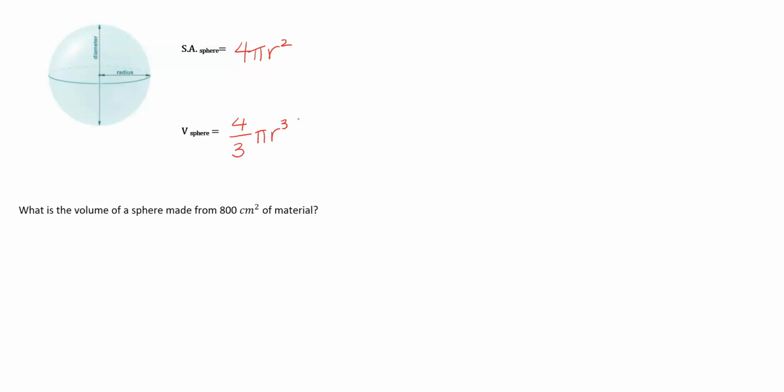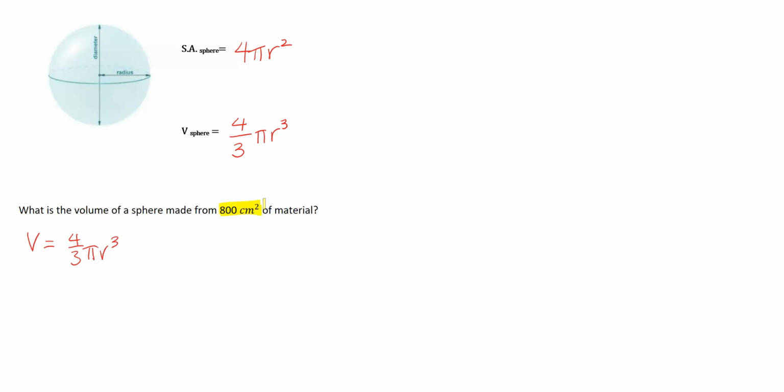So I've got one example here, and it says, what is the volume of a sphere made from 800 centimeters squared of material? First of all, we're looking for the volume, so I'm going to start by writing down my volume formula. For a volume, I need to know the radius, but I'm not given the radius in the question. What I'm given is this here, 800 centimeters squared.